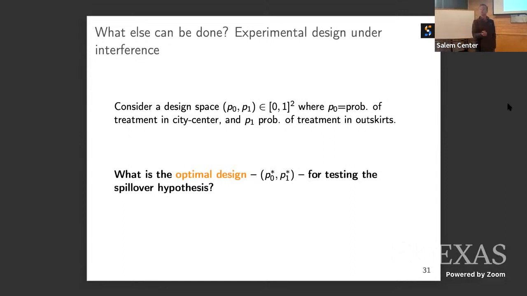When we bring interference into the picture, and when we're talking about RCTs on spatial networks in cities, for example, this is a very difficult problem. But let's say I'm interested in testing my spillover hypothesis, this thing that we've been looking at throughout the talk. Let's say my design is simple: I have one probability for treating the city center, and another probability for treating the outskirts of the city, P0 and P1. The question is, what is the optimal P0 and P1? How should my coin be weighted for the center of the city and for the outskirts?